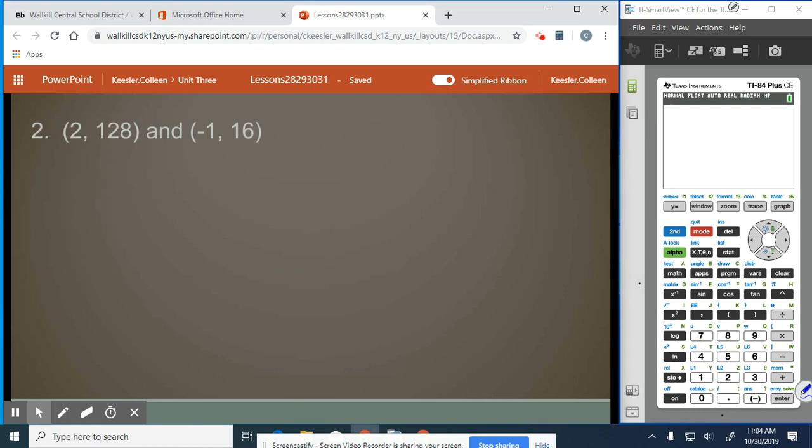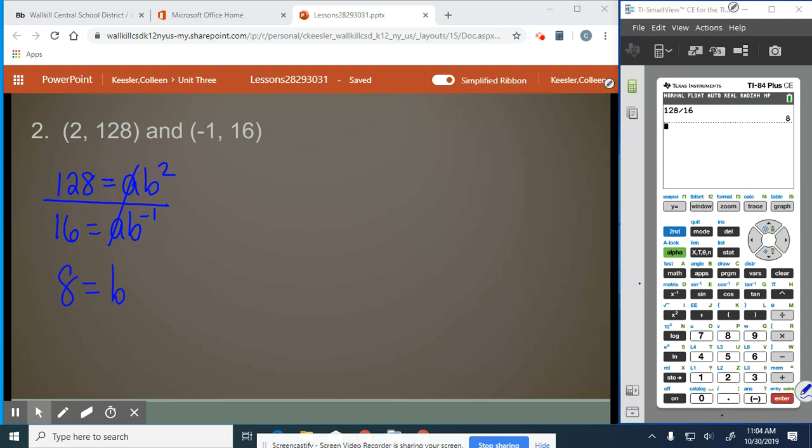Okay, here we have 2 and 128 and -1 and 16. I'm going to put the 2 and 128 in the numerator. So 128 equals ab squared over 16 equals ab to the negative first. The a's cancel out. 128 divided by 16 is 8.